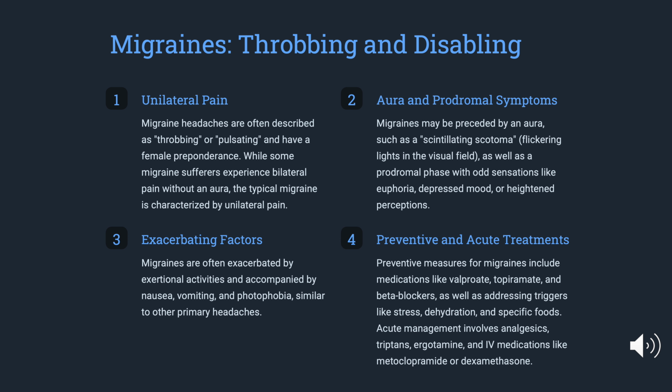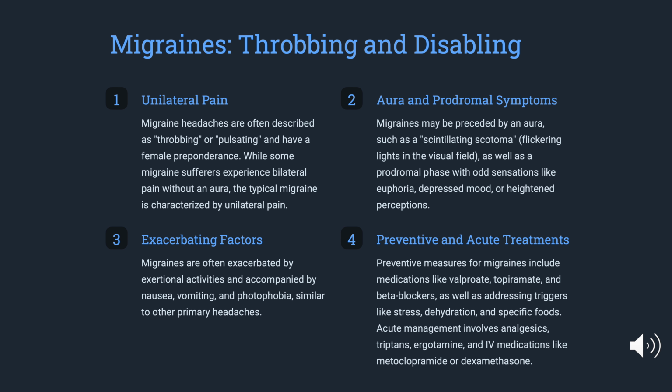Migraine headaches, often described as throbbing or pulsating, exhibit a female preponderance and are known for their debilitating nature. While some individuals may experience bilateral pain without an aura, the classic migraine presentation entails unilateral pain. Migraines may be preceded by an aura, which can manifest as various sensory disturbances such as a scintillating scotoma, flickering lights in the visual field.